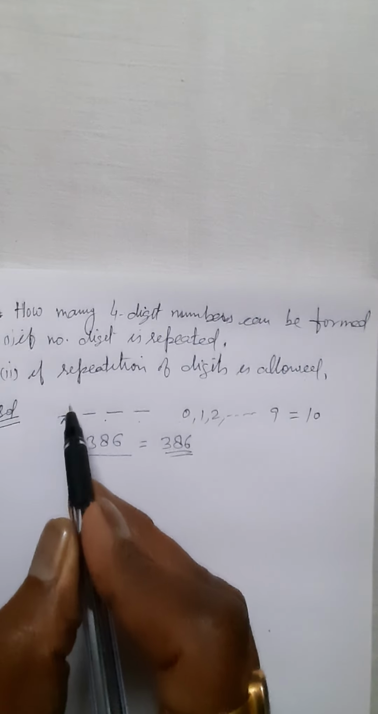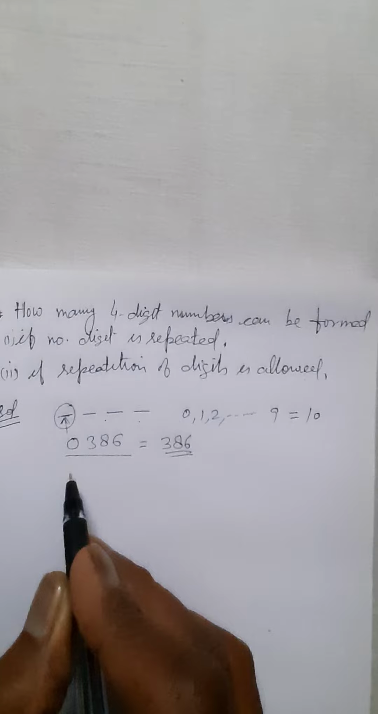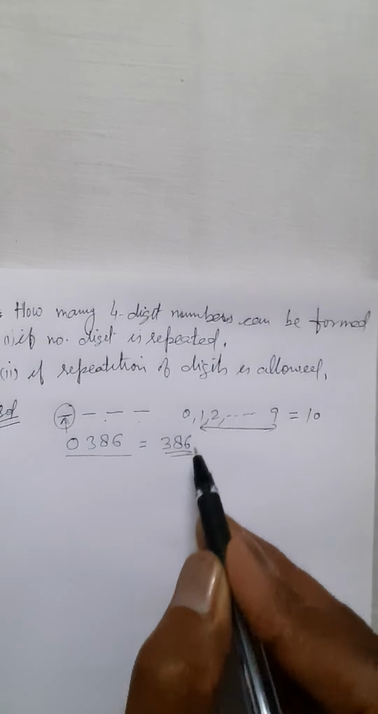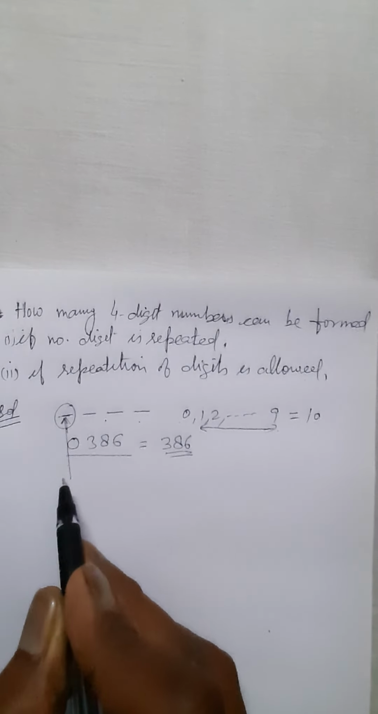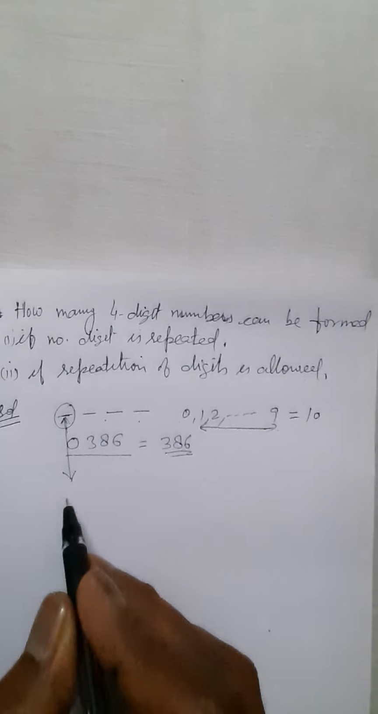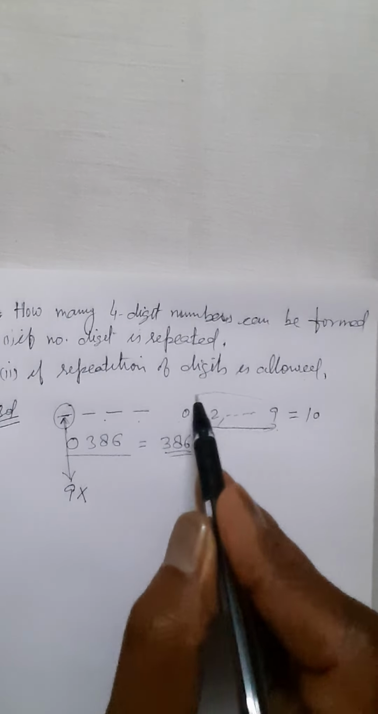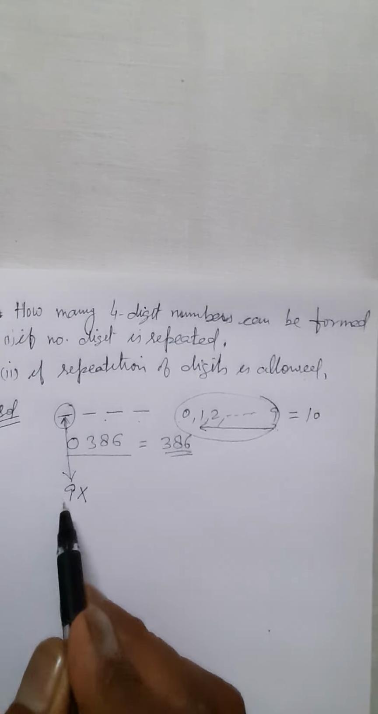So how many ways to fill this place? There rest of 9 digits are there. I can place any one of the digit here. So this place can be filled by 9 ways. Out of these 10 digits, only one digit is used here.